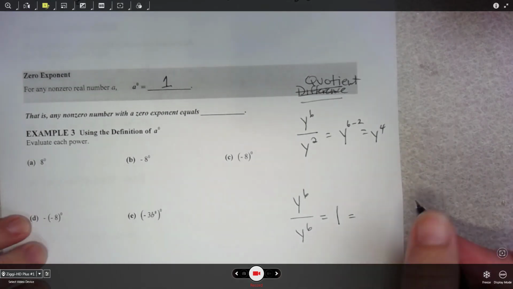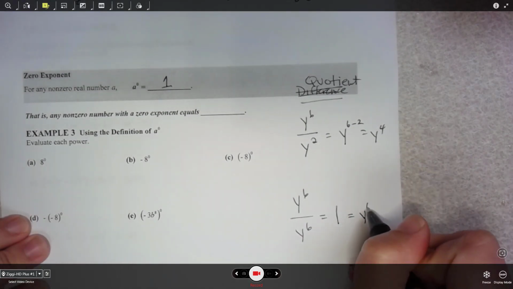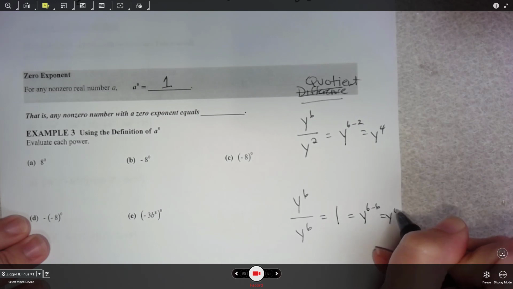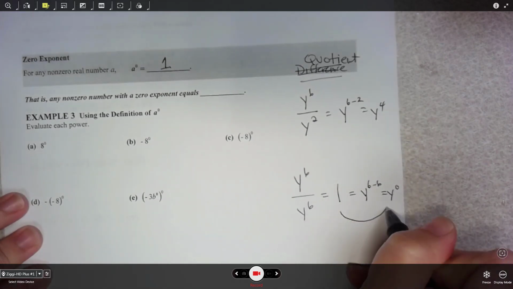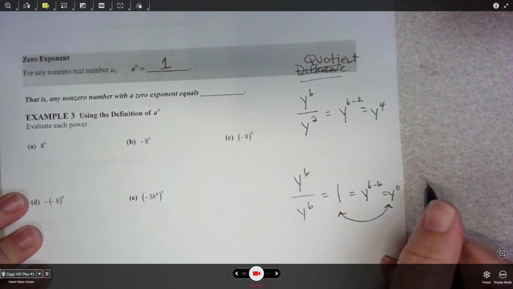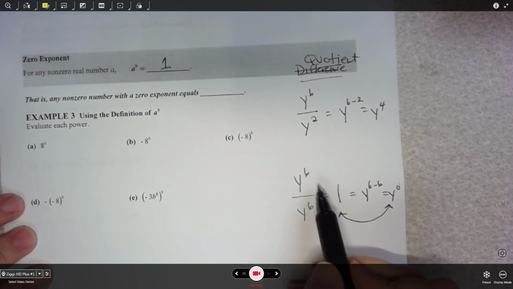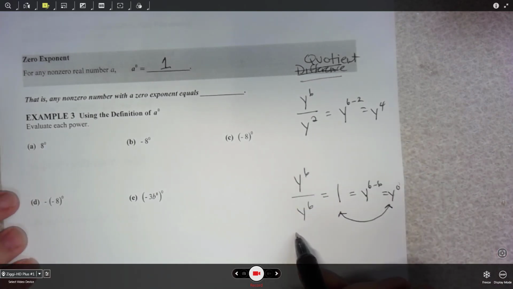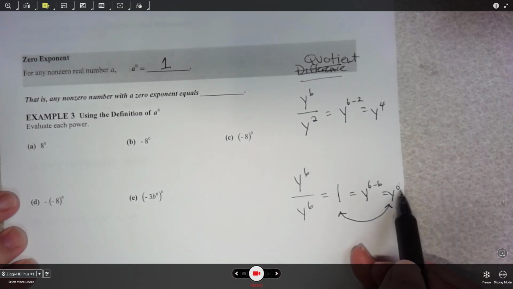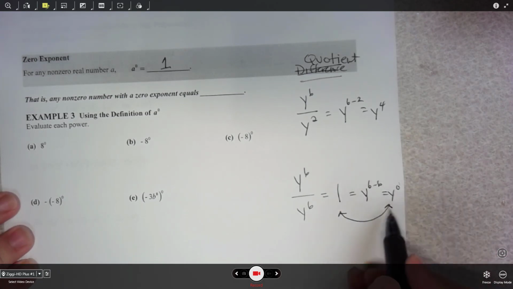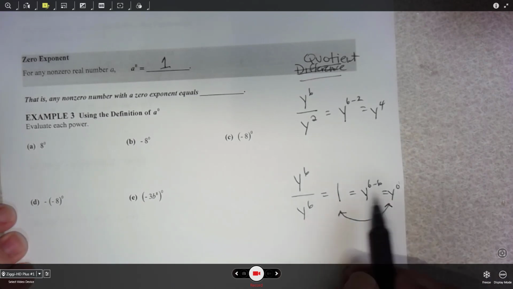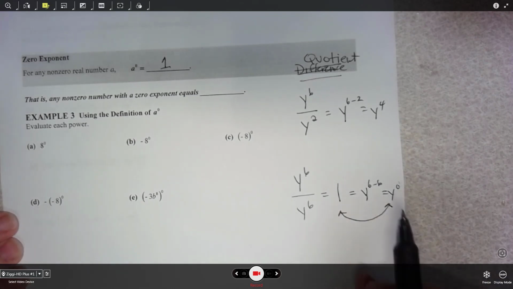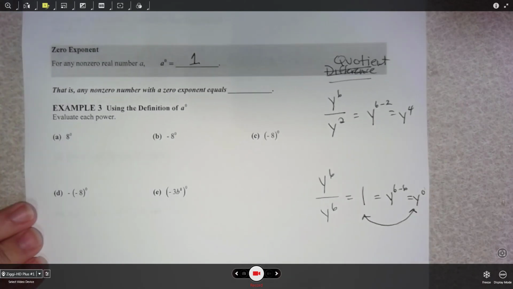Alright, that I would say 6 minus 6, which is y to the 0. So here I can relate that anything to the 0 power is 1, because to get a 0 power I have divided something by itself, and I've subtracted those exponents to get 0. So I can connect these two ideas together: anything to the 0 power is 1, because getting a 0 power means I have divided something by itself.